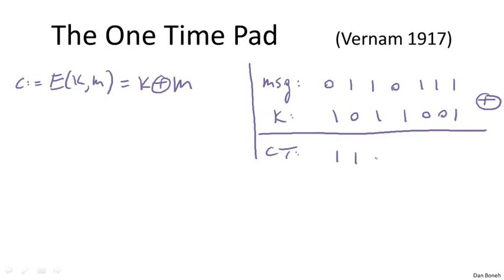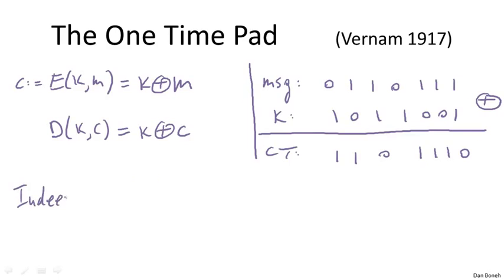So I get 1, 1, 0, 1, 1, 1, 0. That's the ciphertext. And then how do I decrypt? I basically do the same thing. To decrypt a ciphertext using a particular key, I XOR the key and the ciphertext again. And so all we have to verify is that it satisfies the consistency requirements.